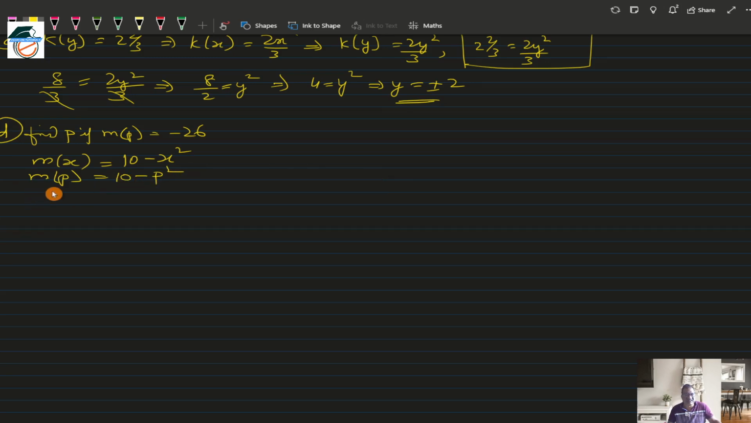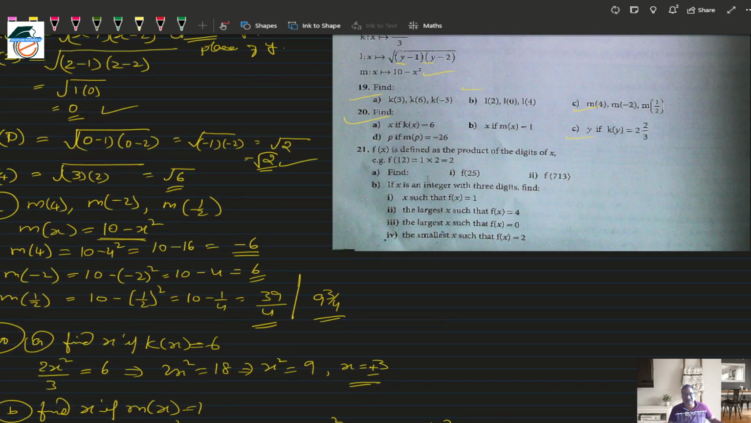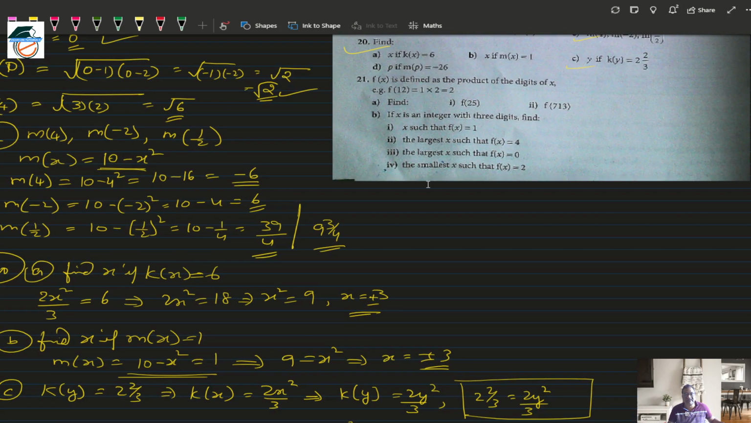Fine. Now this m of p is given to you as minus 26. So you can write minus 26 equal to 10 minus p square. From this you'll have to find out p. So p square will be equal to 10 plus 26. So this gives me p square equal to 36, and my p will be equal to plus or minus 6. So this is the answer for 20D. So with that, we have completed question number 20, and there's one more question, that is 21. So okay, let's complete that as well.